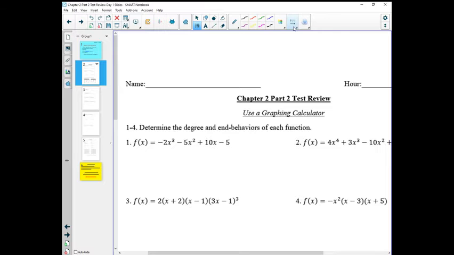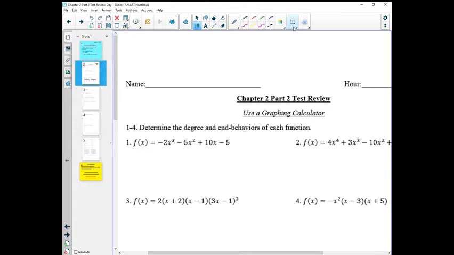So today I'm going to go through the Chapter 2, Part 2 test review in this video. This review is in your packet, but it's also online if you want to print out an extra copy. That's totally fine. You might not have enough space to do all your work on here, so you can grab an extra piece of paper if you need it.